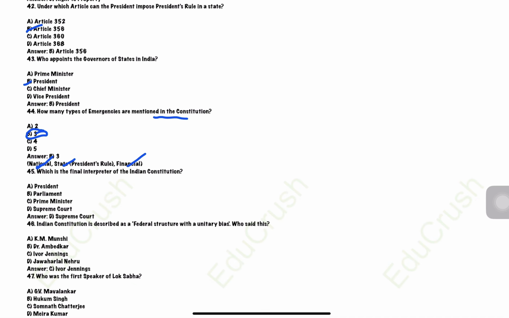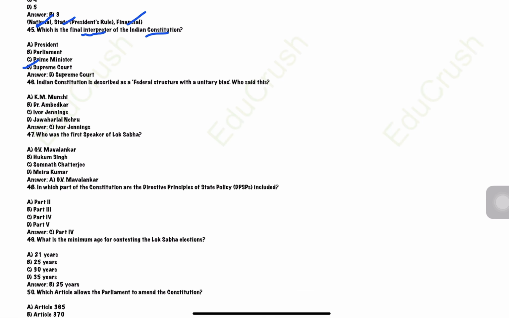Which is the final interpreter of the Indian Constitution? Supreme Court is the final interpreter of the Indian Constitution. Indian Constitution is described as a federal structure with a unitary base. Who said this? Ivor Jennings. Who was the first Speaker of Lok Sabha?